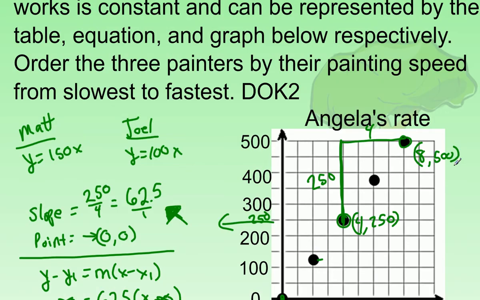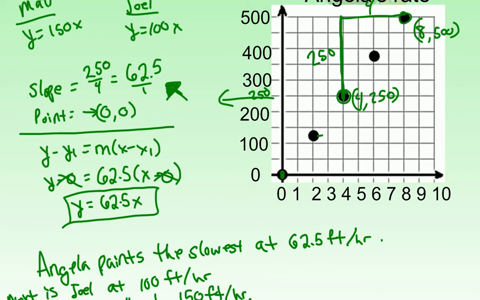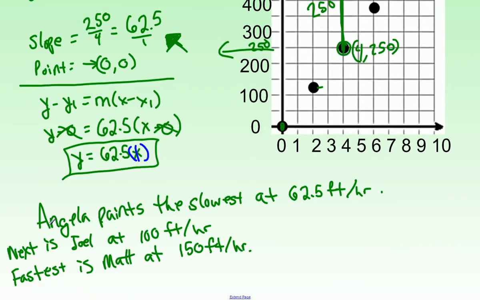That slope is a unit rate. It's how far or how much they paint per hour. So in 1 hour, Angela paints 62.5 feet. In 1 hour, Joel paints 100 square feet. In 1 hour, Matt paints 150 square feet. So that is the order from slowest to fastest of their painting speeds.